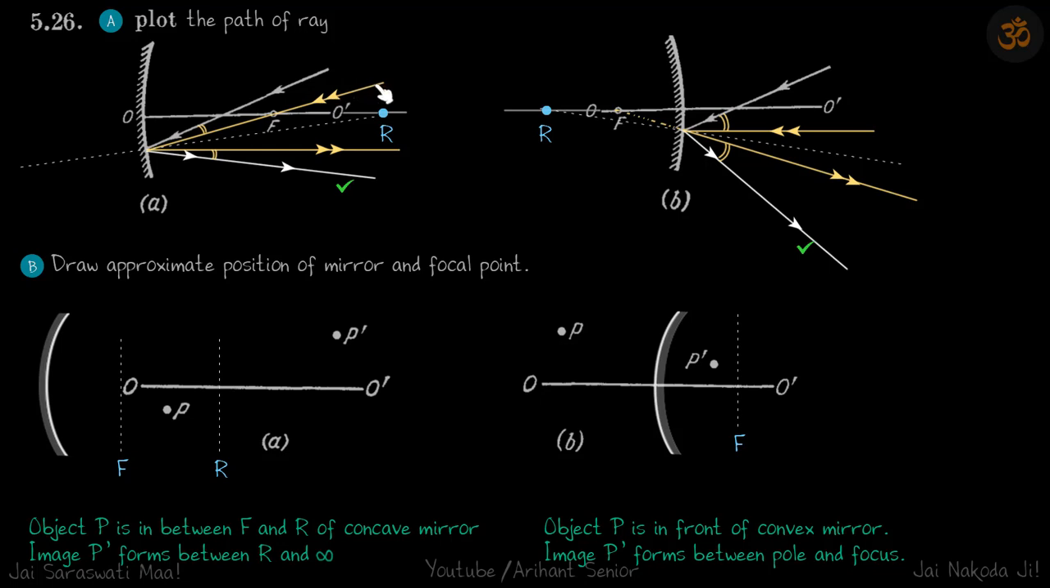Now we know that if it passes through the focus, then the reflected ray must be parallel to the principal axis. So this yellow line represents a definite path of the ray. This path is 100% correct.